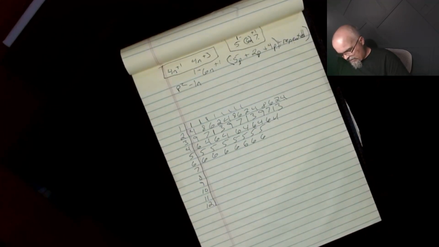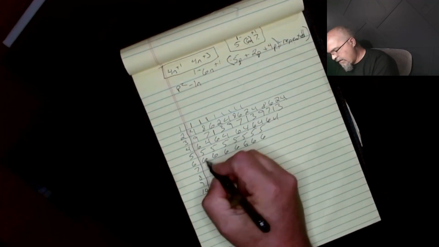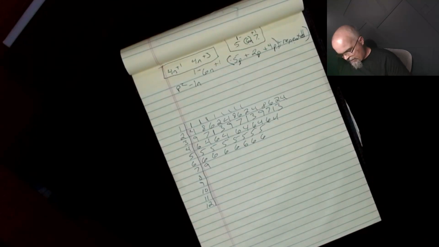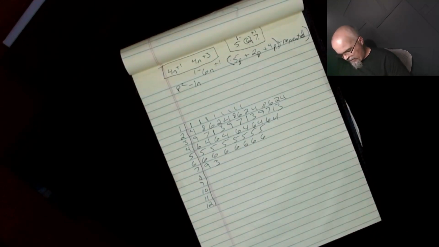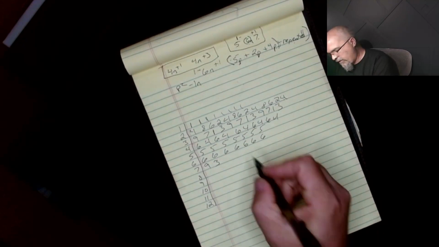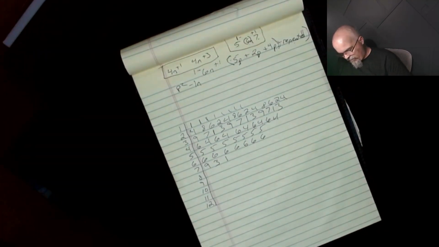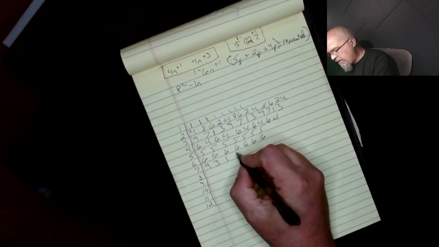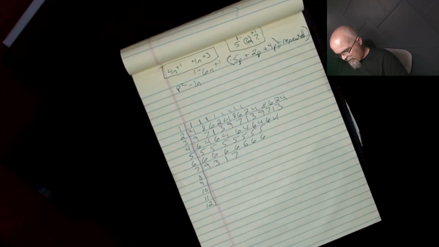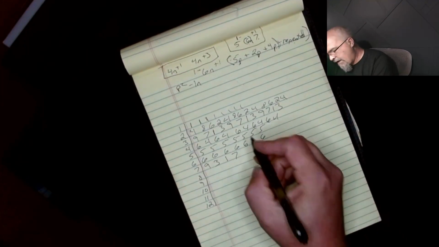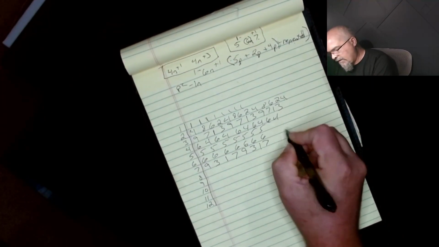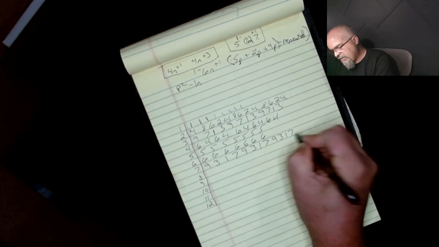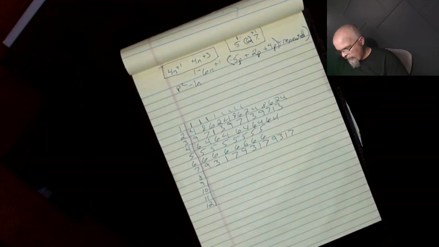7. 7 times 7 equals 49. 49 times 7 equals 343. 343 times 7 equals 2401. 2401 times 7 equals 16807. 16807 times 7 equals 9 again. And again, 9, 3, 1, 7, 9, 3, 1, 7. This will repeat forever.